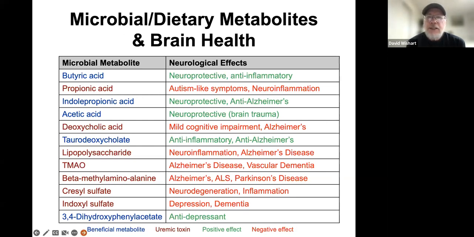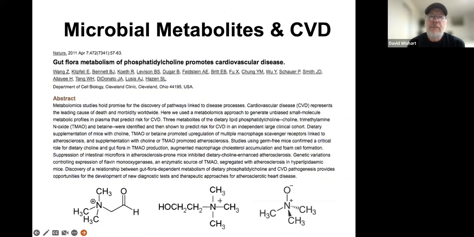And the ones in green are the helpful ones, and the ones in red are the bad ones. Some of them I've already mentioned, like butyric acid, acetic acid, but there's also things like indole propionic acid. Others like lipopolysaccharide, TMAO, cresol sulfate and indoxyl sulfate all seem to have roles in the development of dementia, Parkinson's, Alzheimer's, autism. So these are things that clearly have an effect, and they play very much in terms of what we eat, when we eat, and what our body happens to do with them.